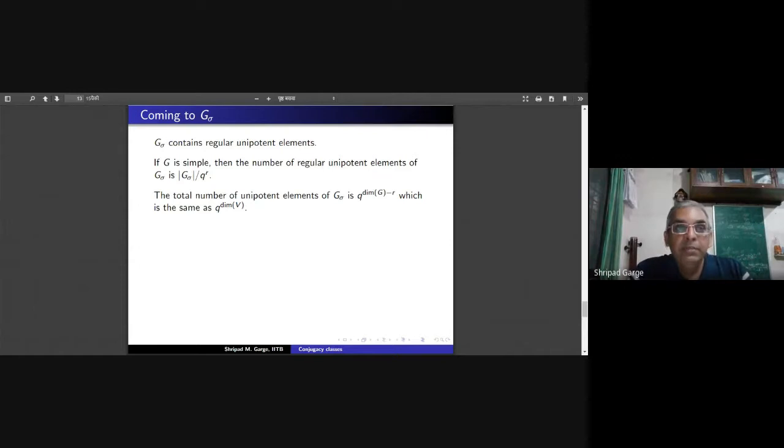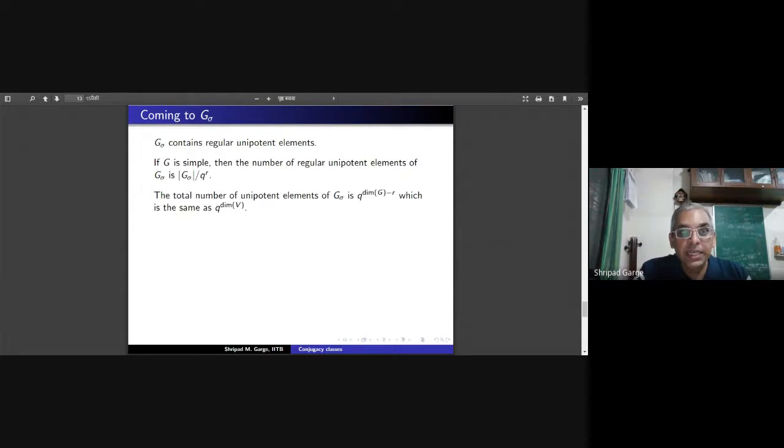And this is one nice statement, that G sigma does contain a regular unipotent element. The statement I had, that semi-simple conjugacy classes which are fixed by sigma contain an element which is fixed by the map sigma, holds for regular unipotents also. We know that there is a single class. If you are looking at the group G, then regular unipotent elements are all conjugate. So there is a single class, so it has to be invariant under sigma. And once it is invariant under sigma, it will have some element defined below.